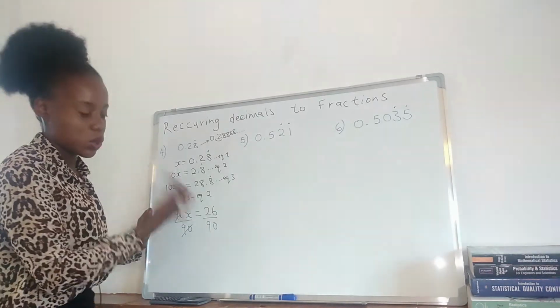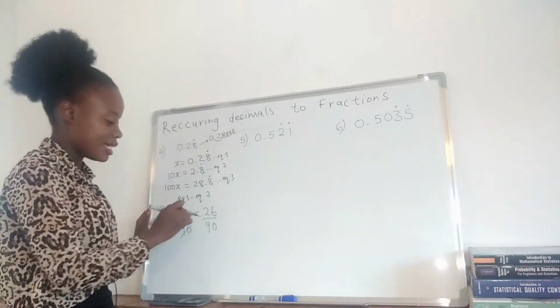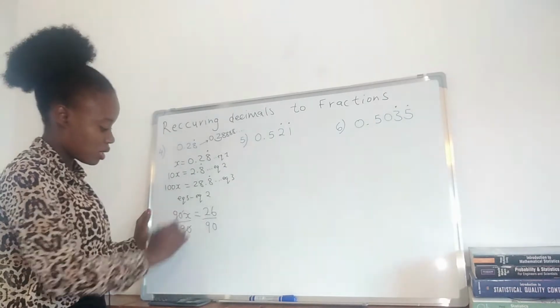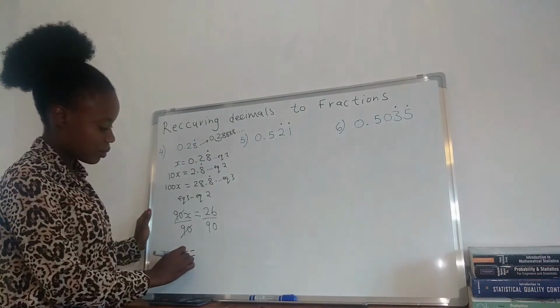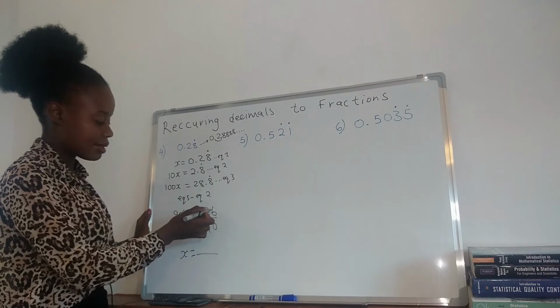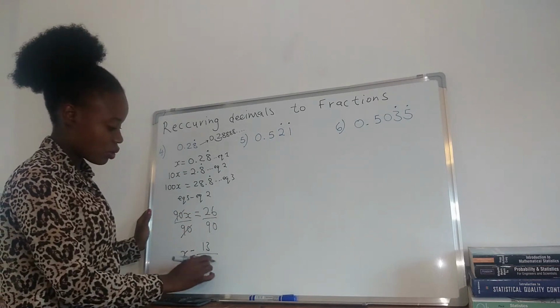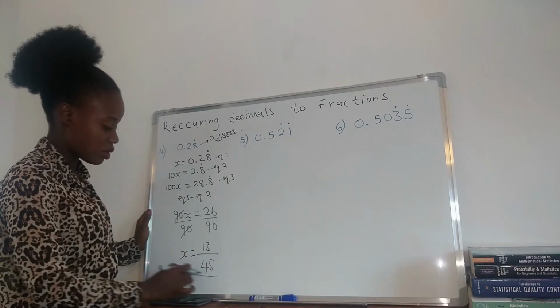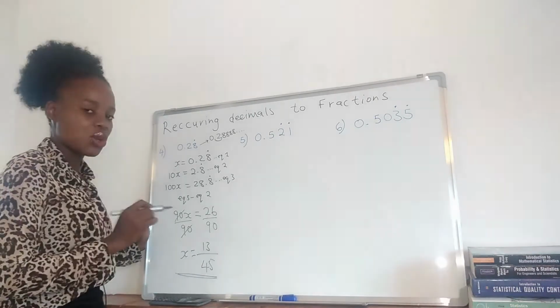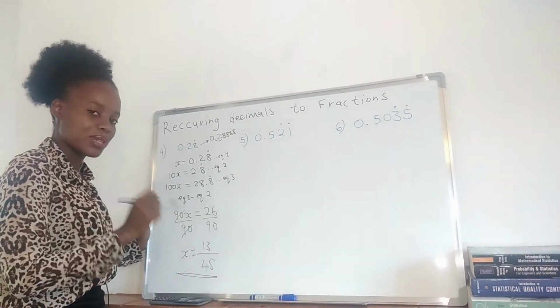x equals 26 over 90, which is not in its simplest form, so we're going to simplify this. 2 into 26 is 13, 2 into 90 is 45. So our final answer is x equals 13 over 45. Make sure that your answer is in its simplest form.